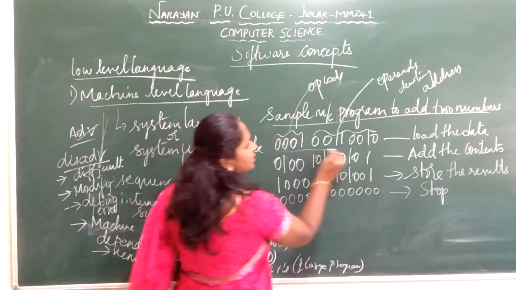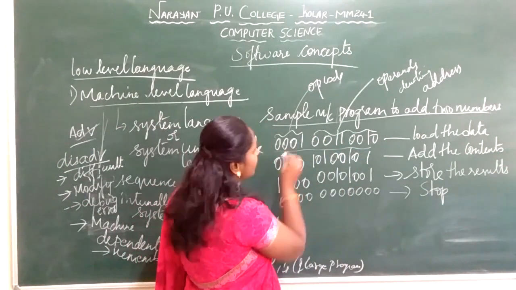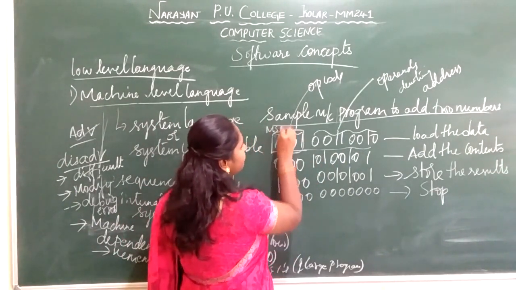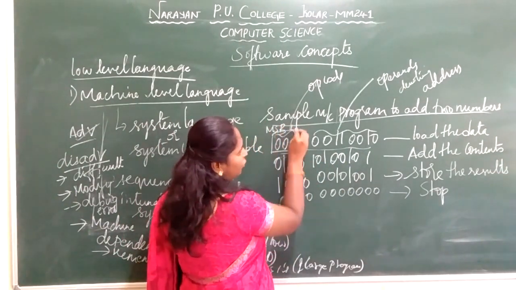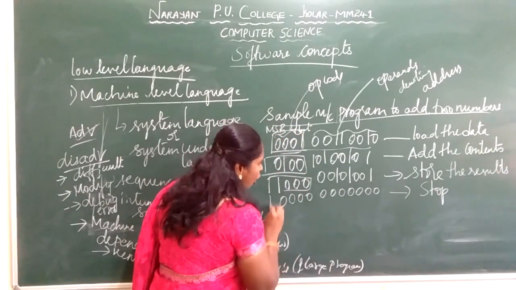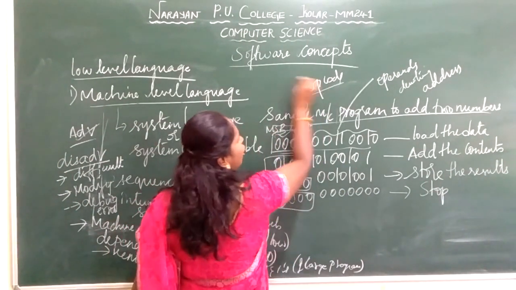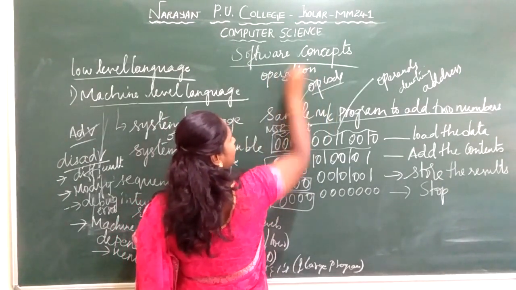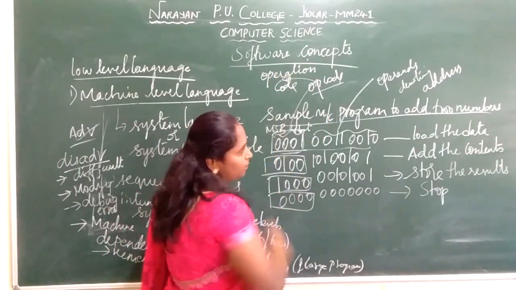So this is the sequence of zeros and ones. Here first, this is the MSB, the most significant 4 bits. In each line, it represents the opcode. Opcode is nothing but operation code. What operation should be performed?